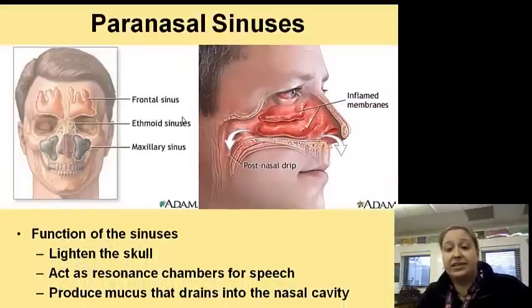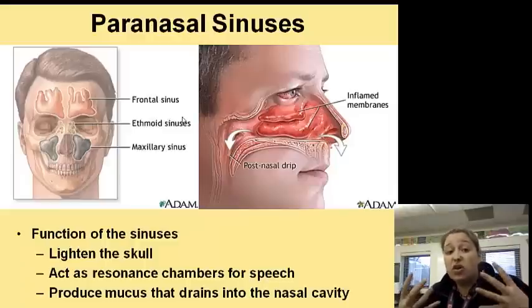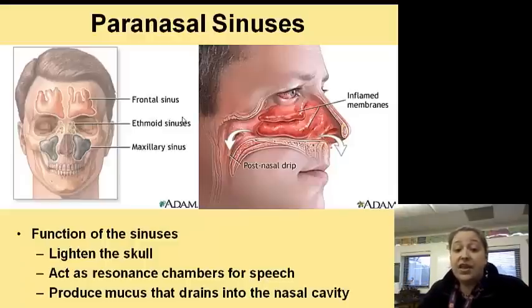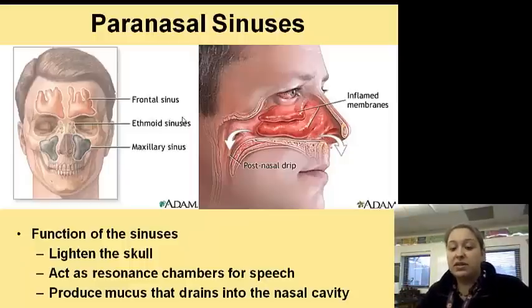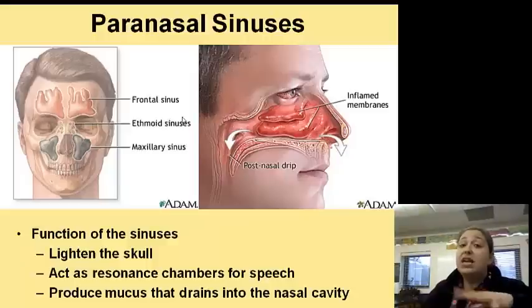So, our sinuses, what do they do for us? Well, they lighten our skull, so they're hollow, actual cavities. They're resonance chambers for speech, and they produce mucus and drain down into your nasal cavity to help, again, filter out the air.